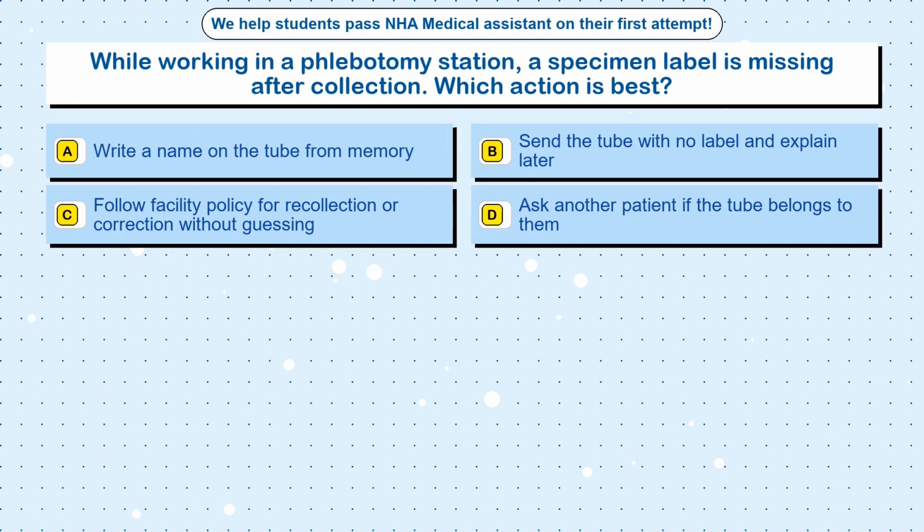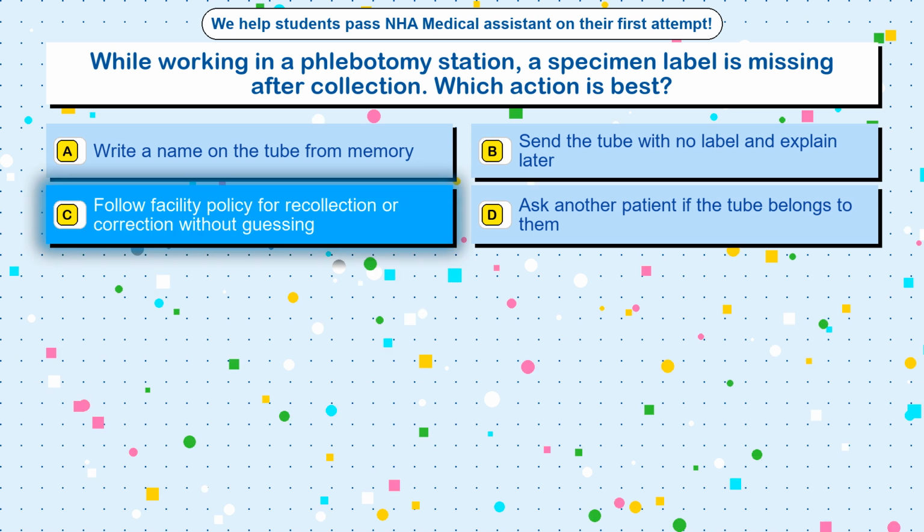Question 35. While working in a phlebotomy station, a specimen label is missing after collection. Which action is best? Option A. Write a name on the tube from memory. Option B. Send the tube with no label and explain later. Option C. Follow facility policy for recollection or correction without guessing. Option D. Ask another patient if the tube belongs to them. The correct answer is option C.